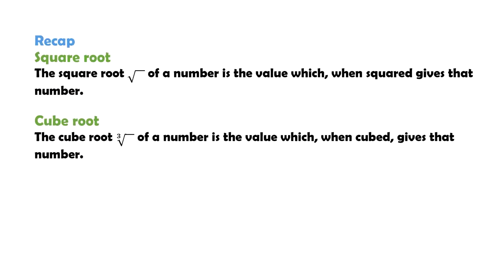To recap, remember the square root of a number is the value which, when squared, gives that number. It's important to remember that it's a plus or minus answer, because 3 times minus 3 gets me minus 9, but 3 times 3 gets me 9, and negative 3 times negative 3 also gets me 9. The cube root of a number is the value which, when cubed, gives that number. So if I had 3 times 3 times 3, that's 27. So the cube root of 27 is 3.